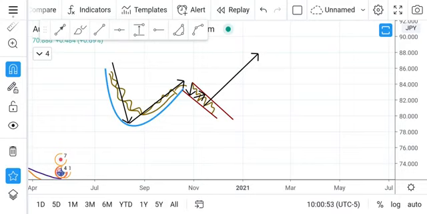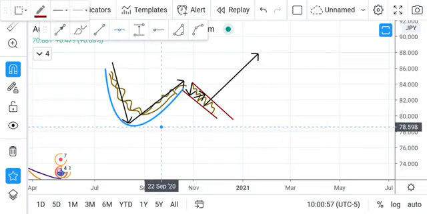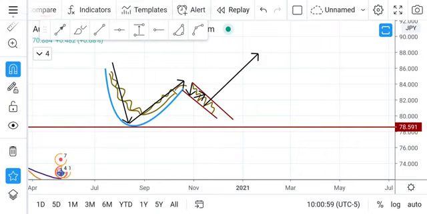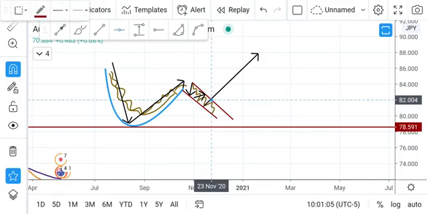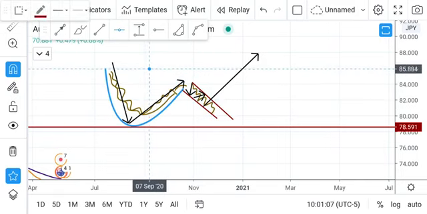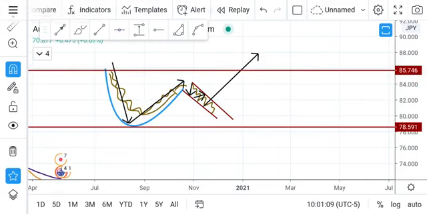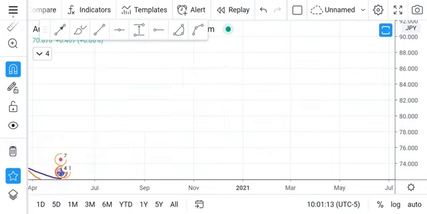For this one, you can just say this is your support, and the swing high of the price is your resistance. Let's say here is your resistance. So that's it about a cup and handle chart pattern. The next chart pattern I'm going to talk about is the inverted cup and handle chart pattern.